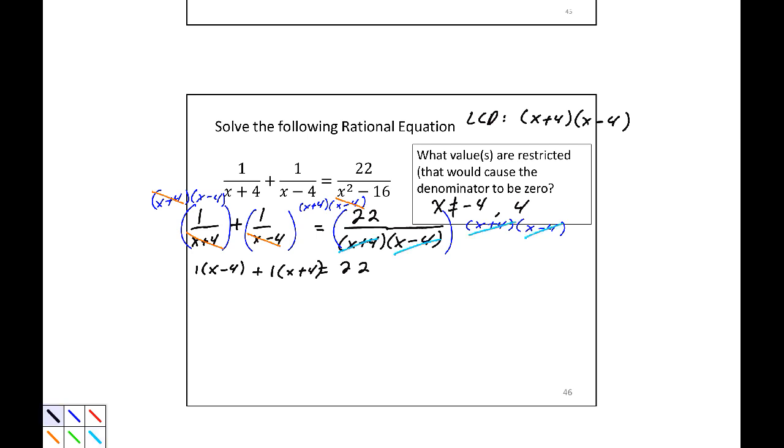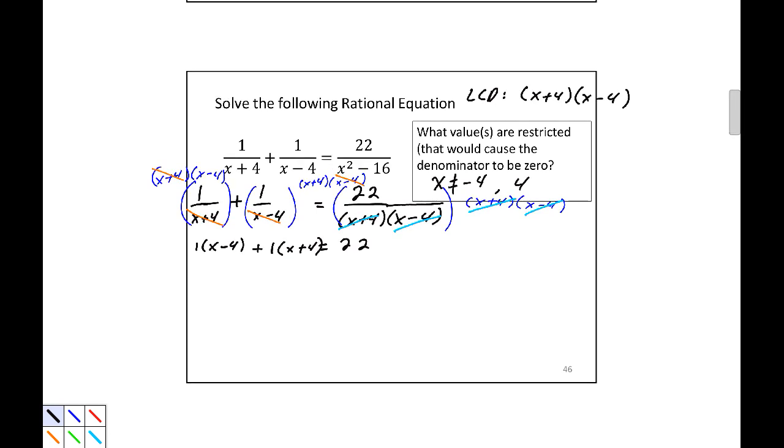Right, now this is a linear equation, so we can solve this. We'll have one possible solution. Distributing the 1 or dropping the parentheses, either will work. Plus x plus 4 equals 22. This is 2x equals 22. And dividing by 2, we see that x equals 11.